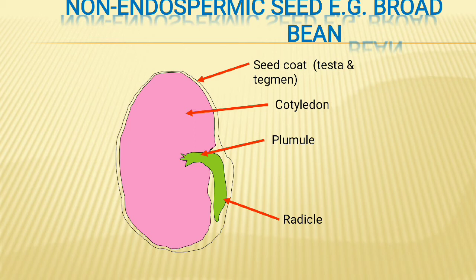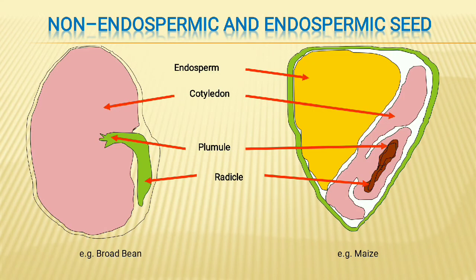So this is the difference between endospermic and non-endospermic seed. This is for your simple comparison. You can see here a simple comparison. All other structures are the same. They contain the seed coat, the cotyledon, plumule and radicle. The difference is the presence and absence of endosperm.